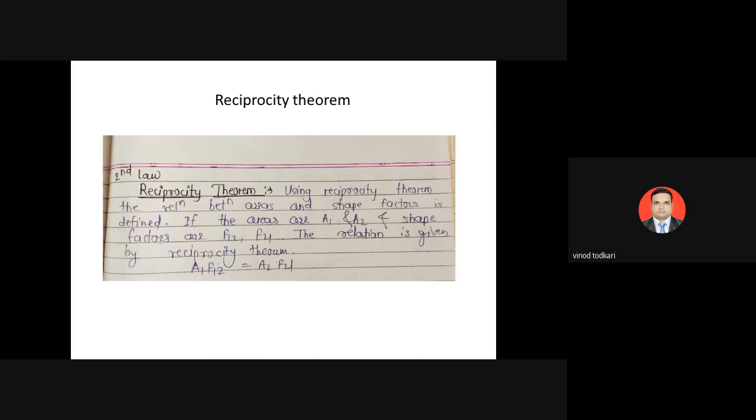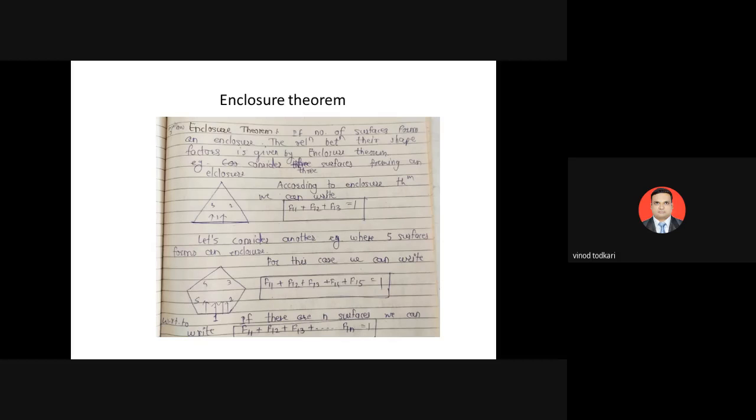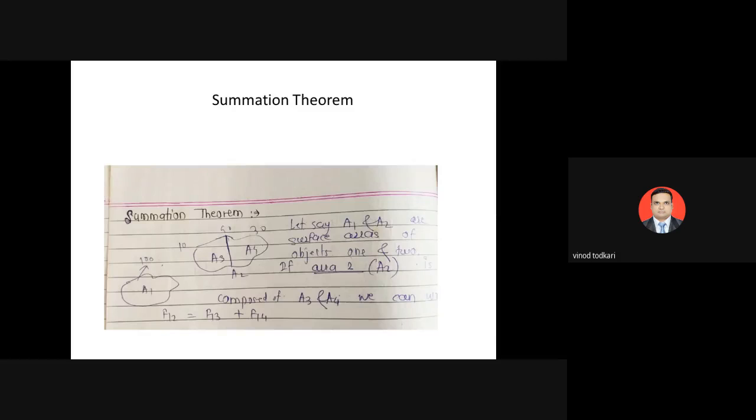What is the second law? Reciprocity theorem. It links A1 with A2. A1 F12 is equal to A2 F21. Third is enclosure theorem. If n number of surfaces forms an enclosure, then the summation of shape factors is unity. We can write F11 plus F12 plus F13 up to F1n, that summation will be equal to 1. And this is the last summation theorem.